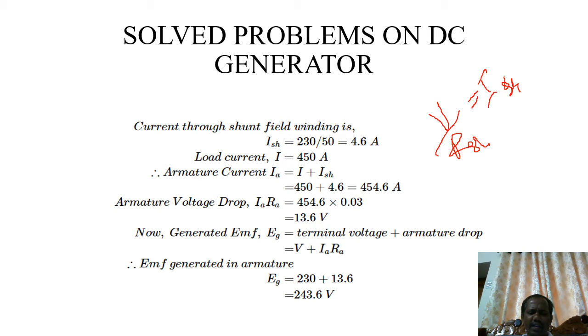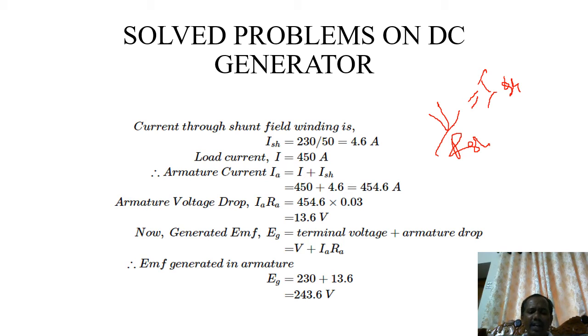Therefore, now you will see the armature voltage drop. When armature current flows in the circuit, there is a small resistance, so you will call it the drop in the armature resistance. The drop in the armature is IA RA. IA, you know the calculated value, that is 454.6. RA is the given value 0.03. Then you will get 13.6 volts.